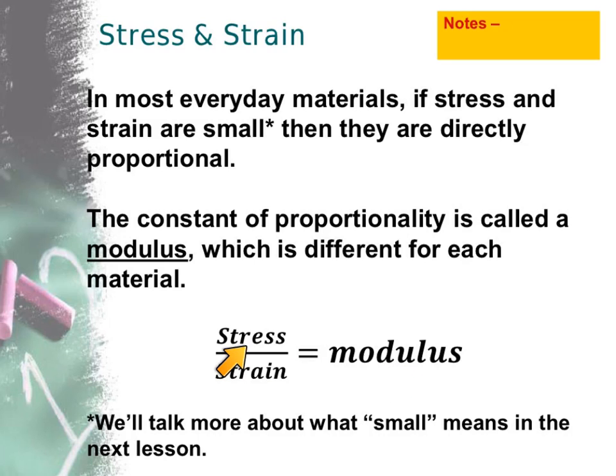So let's say you had a bar of aluminum and you stretched it, with a stress of 3 pascals, and you see the strain is, well, let's just say 0.01. You take 3 divided by 0.01, and you're going to get 300. Now, if you were to take a different stress on that same material, let's double the stress, well, the strain would also double, which means this modulus remains constant. So this modulus is constant for a given material.